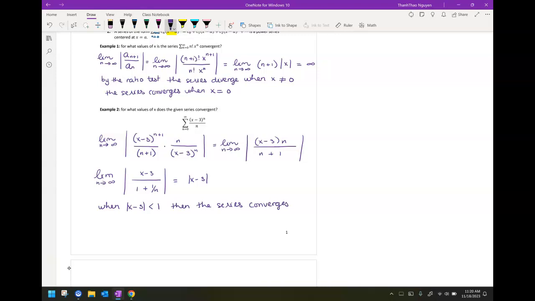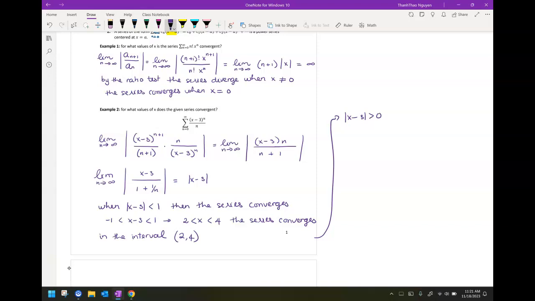So let's solve this inequality: negative 1 is less than x minus 3, which is less than 1. That implies 2 is less than x, which is less than 4. So then the series converges in the interval 2 to 4.